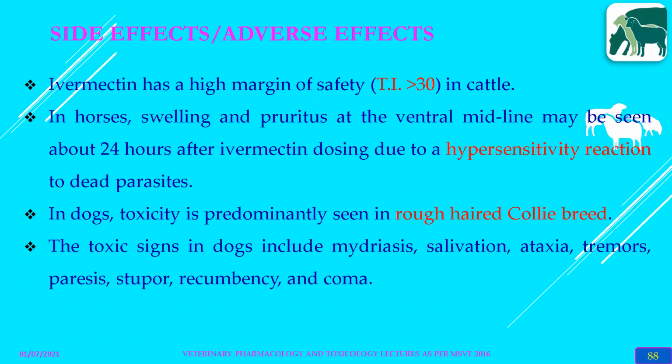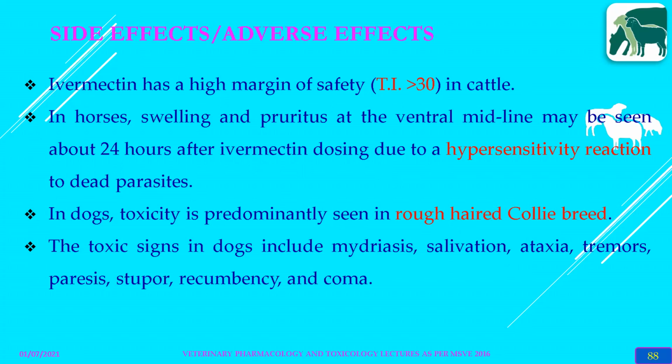Side effects: it has a very high margin of safety, that is, the therapeutic index is more than 30, especially in cattle, meaning the animals can tolerate 30 times the normal dose. In horses, swelling and pruritus at the ventral midline may be seen about 24 hours after ivermectin dosing due to a hypersensitivity reaction to the dead parasites. So swelling may arise, especially in the case of horses.